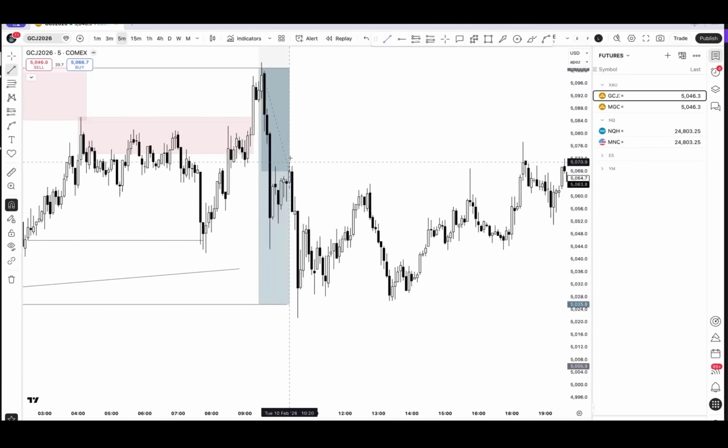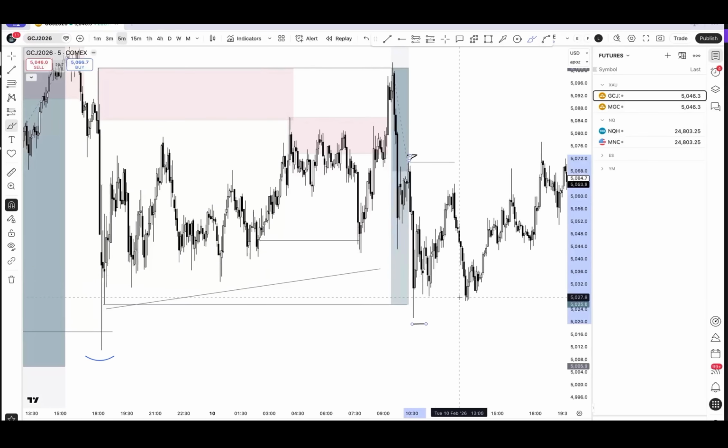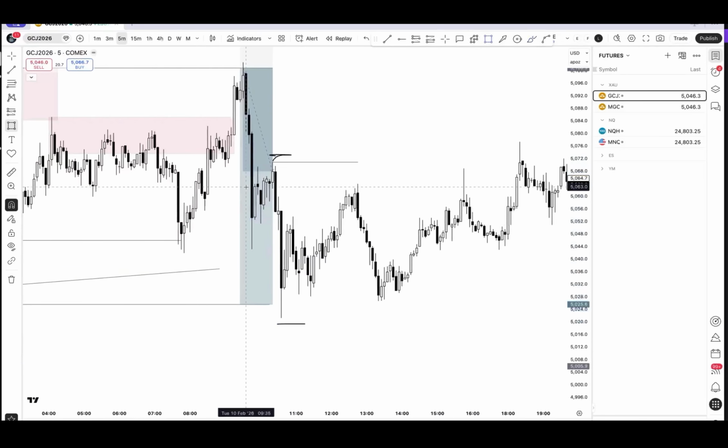Where's my inducement? I mean, not inducement low, I'm sorry. Inducement high. Remember, from high to low, we just induce sellers by taking out the inducement low. So we react from this high. React from the high. That's what we like to see, guys.